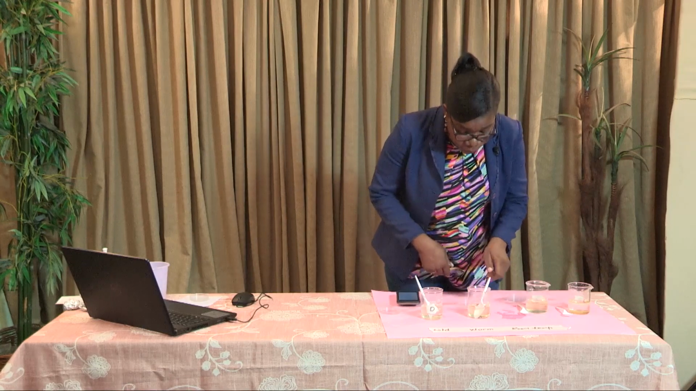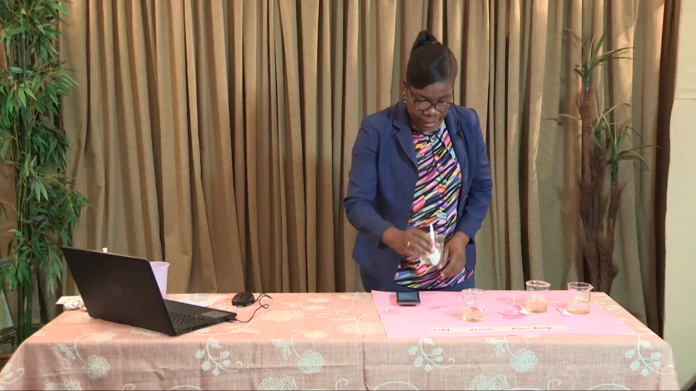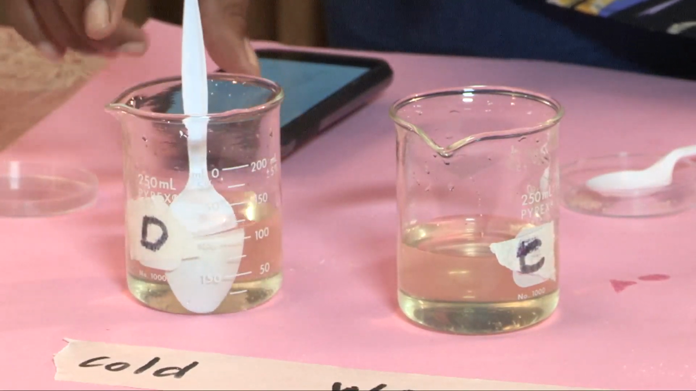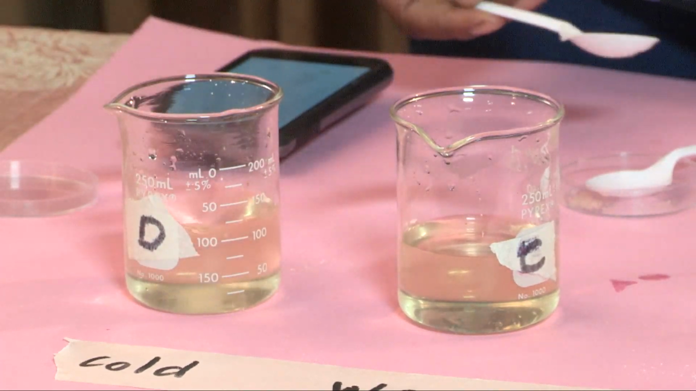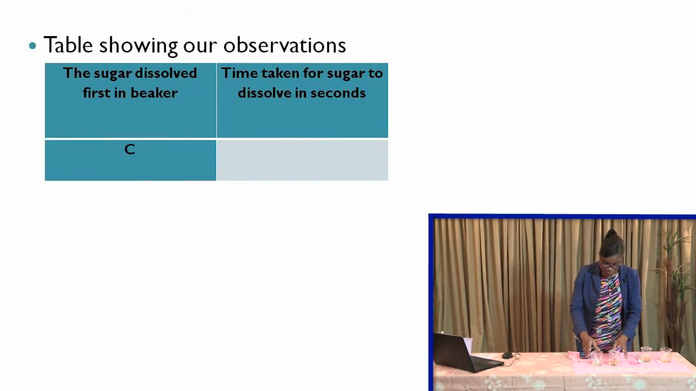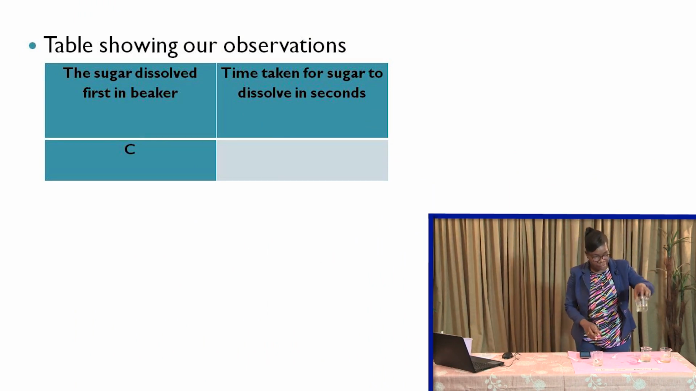All right. So I have no sugar in beaker C, which had warm water, but I still have sugar in beaker D, which had cold water. Wow. So, see, we still have sugar at the bottom there, while in this one there is no sugar. So all of the sugar would have dissolved here in about 36 seconds, while in 36 seconds we still have sugar in the cold water.